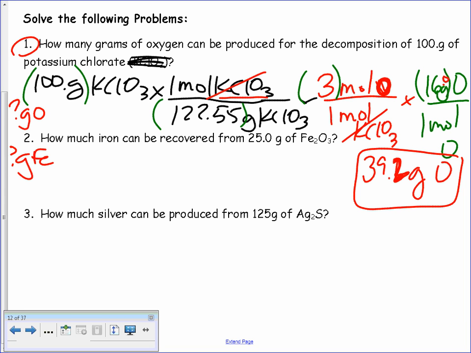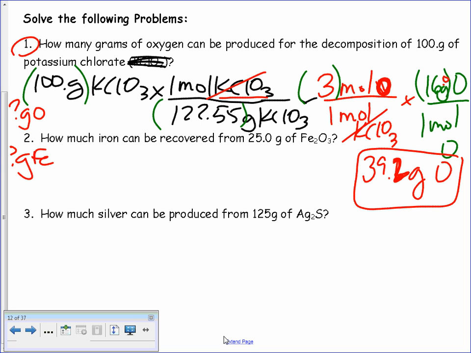Okay. So if anybody wants to move up, you can. Because we're going to do a couple more things up here, and then we're going to go outside and we'll come back. Okay? So here we go. How much iron can be recovered from 25 grams of iron 3 oxide?